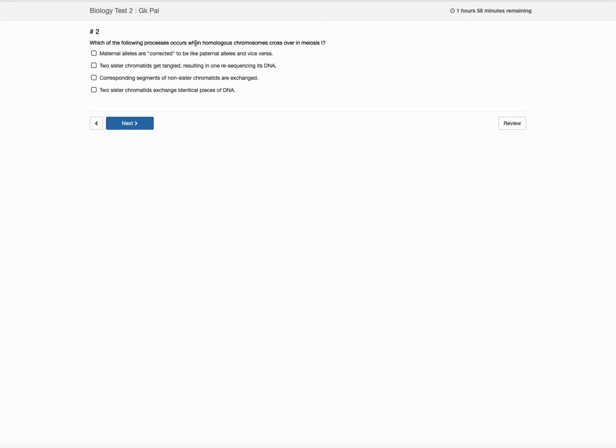Which of the following processes occurs when homologous chromosomes cross over in meiosis 1? The answer to this question is segments of non-sister chromatids are exchanged. So you've got to remember, when crossing over occurs, it's non-sisters that exchange, not sister chromatids.